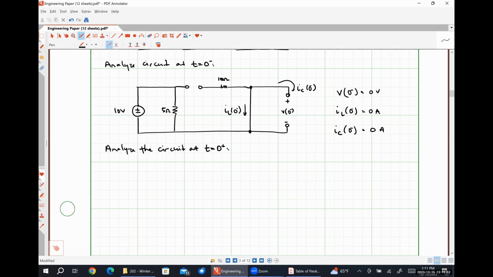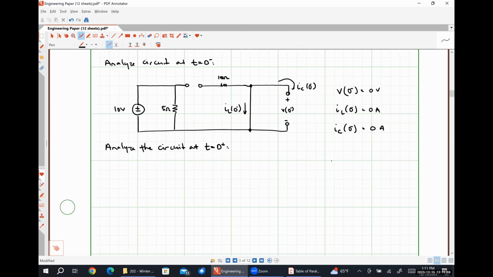So at t equals 0 plus, our switch is going to be closed. Okay? So I'm going to have my 10-volt source like so. Here's my 5 ohm resistor. My switch is going to be closed. Here's my 10 ohm resistor.